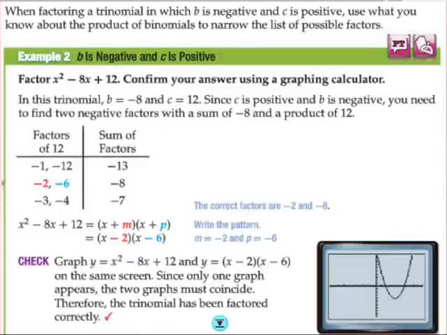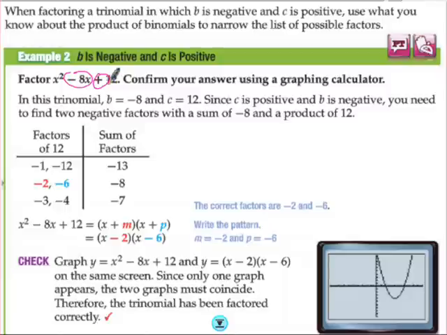When factoring a trinomial in which b is negative, so if this middle term here is negative and c is positive, the only way to do that is if we have negative factors, because we're multiplying to get this last term and adding to get this middle term, and the only combination of numbers that would let us multiply to a positive and add to a negative would be if they are both negative.